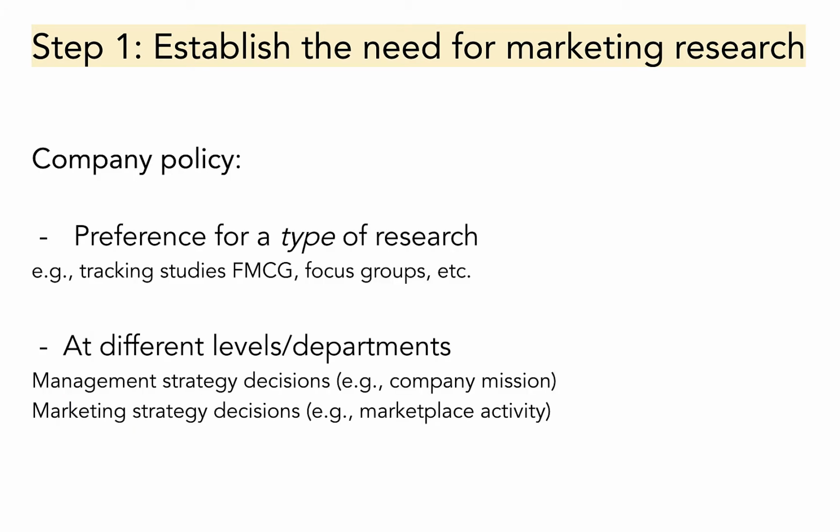Now, a company's policy regarding research can determine not only the type of research that's being done, so whether the company focuses more on tracking studies, such as fast-moving consumer good companies focus a lot on tracking studies, or whether they want to focus more on focus groups and so on. But the company policy also determines at what level research is done. So research is usually implemented at different levels or departments within a company.